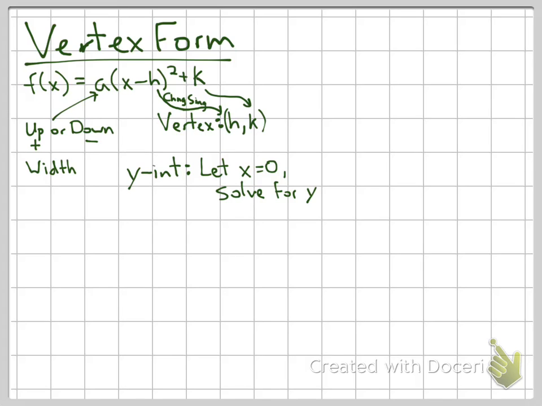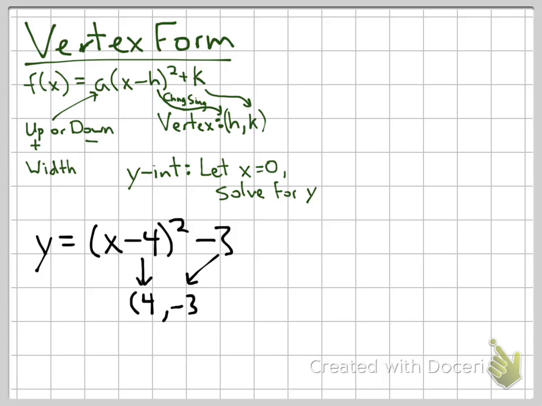If I started with, let's go, y equals x minus 4 squared minus 3. If I take the negative 4 out, make it positive, bring negative 3 down, this tells me my vertex is 4, negative 3. Meaning on my parabola, I would go over 4, down 3, and it would open up.